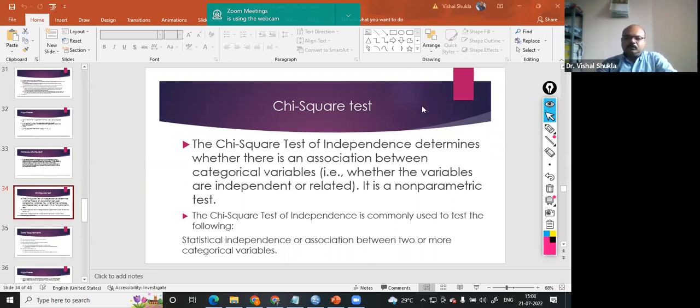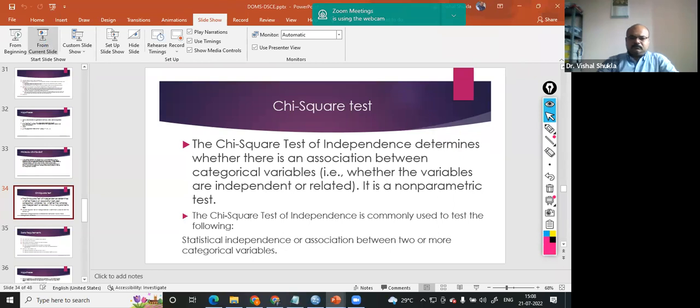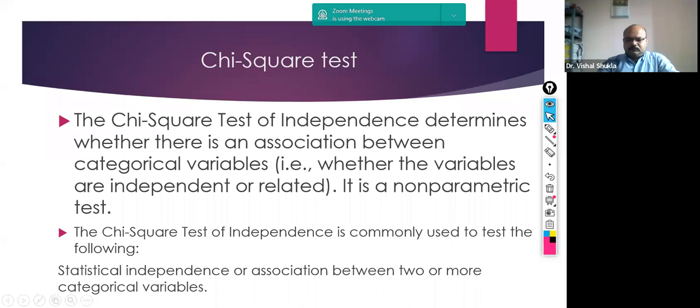But what if both of your variables are categorical? For that purpose, we use a test which is known as the chi-square test of independence. This test is used to measure the association between categorical variables, and it is basically a non-parametric test. It is used to measure the statistical independence or association between two or more categorical variables.